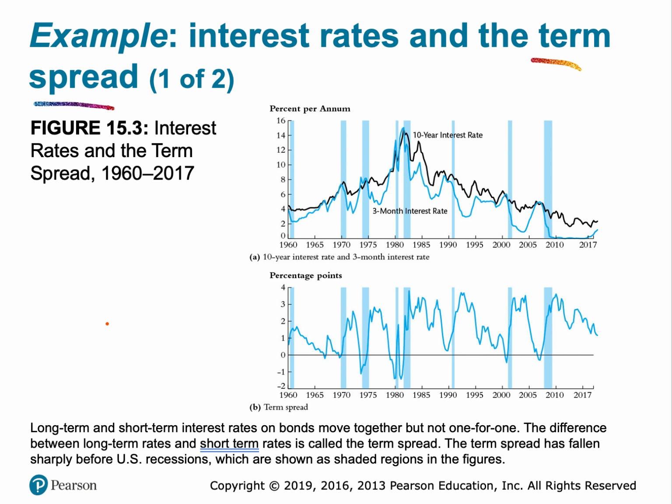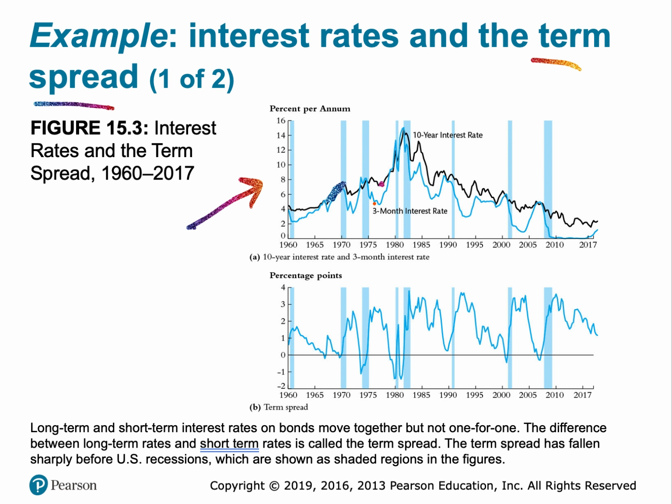The term spread is the difference between long-term interest rates and short-term interest rates. Here on this plot, we have the long-term interest rate in black and the short-term interest rate in blue, and you can see that they move together pretty closely. As long-term interest rates go up, short-term interest rates go up. As long-term interest rates go down, short-term interest rates go down. However, observe that as the economy approaches a recession, the term spread becomes very narrow, almost disappears.